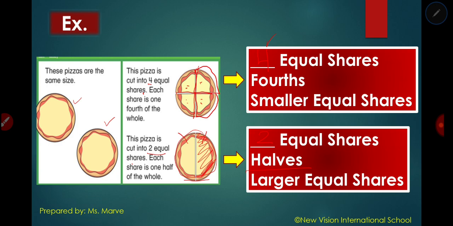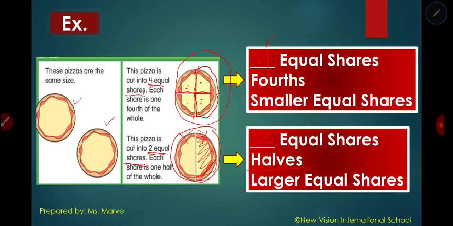So can you tell me which one has smaller equal shares? The pizza that is divided into 4 equal shares or the pizza that is divided into 2 equal shares? This one has the smaller shares. And another question, which of these pizzas is divided into larger equal shares? When you say larger, it means bigger. Of course, this one, the pizza that is divided into 2 equal shares.